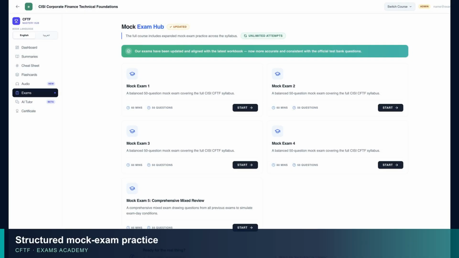Apply what you learn in the Mock Exam Hub. Build familiarity with question style and timing, then use your results to guide the next revision round.